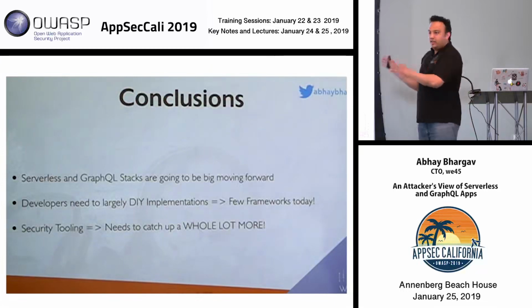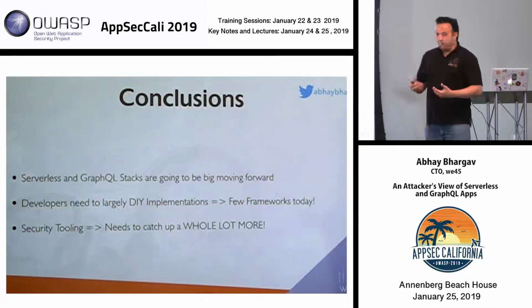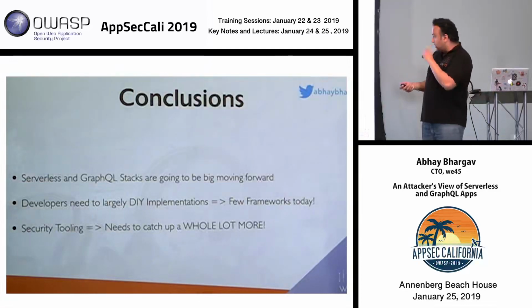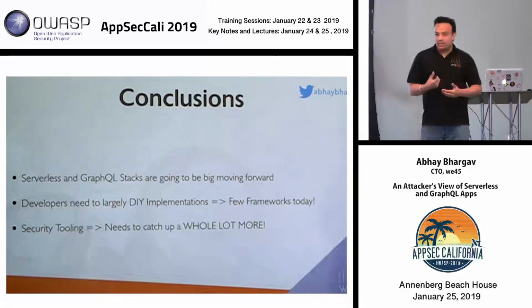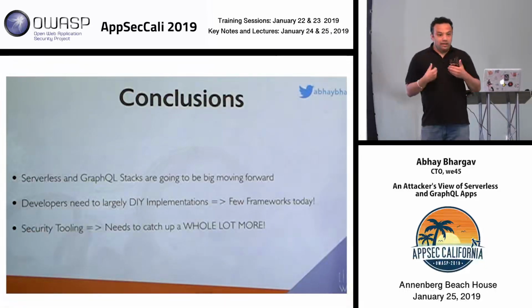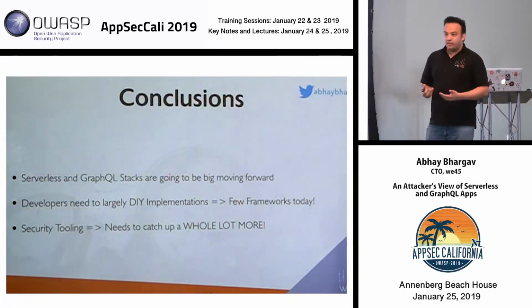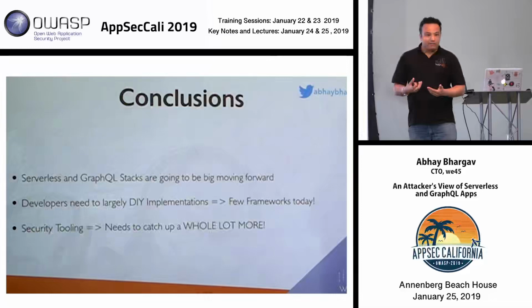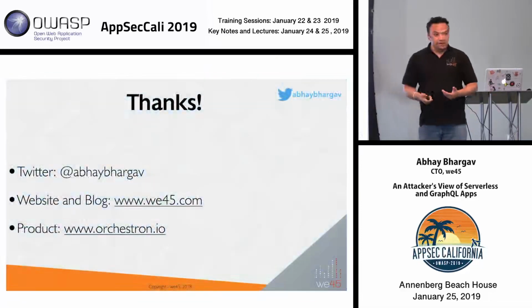So we need to really think about how we deploy and write code for serverless and GraphQL. Security tooling, I think we have a lot to catch up on, especially dynamic testing. Static code reviews are tough, especially because a lot of these are cloud libraries, and static code reviews don't really catch a lot of security flaws with cloud libraries. So I think there's a lot of work that needs to go into this.